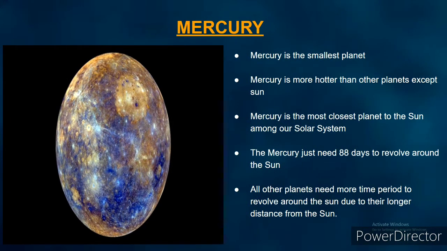Now the first very planet near to the Sun is Mercury. See the beauty of the Mercury. Mercury is the smallest planet. Mercury is more hotter than other planets. Mercury is the most closest planet to the Sun among our solar system. The Mercury just need 88 days to revolve around the Sun. All other planets need more time period to revolve around the Sun due to the longer distance from the Sun.